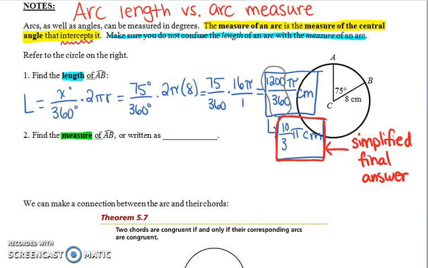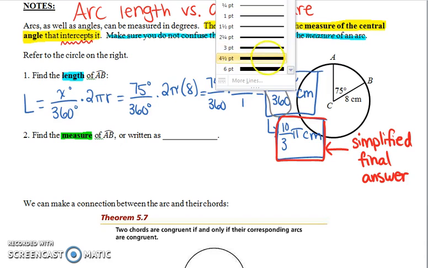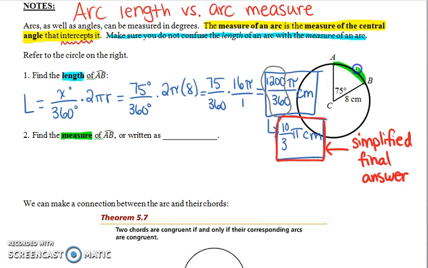Okay, so this should have been reviewed. We have done this and we have found the length of arcs. The new thing that we're going to do today is find the measure of arcs, which is different from finding the length. Now, the measure of the arc, again, if we go back to the sentence underneath the notes heading, is the measure of the central angle that intercepts it. So if we look at arc AB on our diagram here, if we want to know the measure of this arc, all we have to do is look at the measure of the central angle that intercepts it.